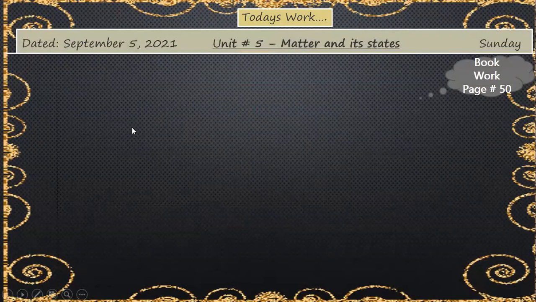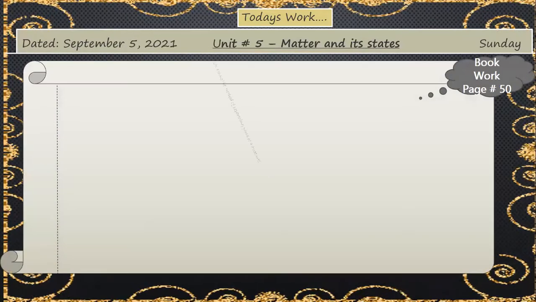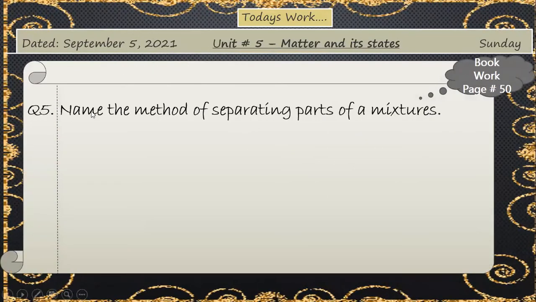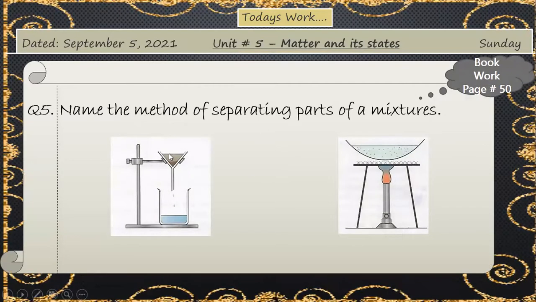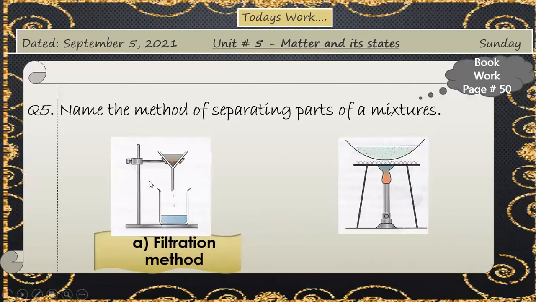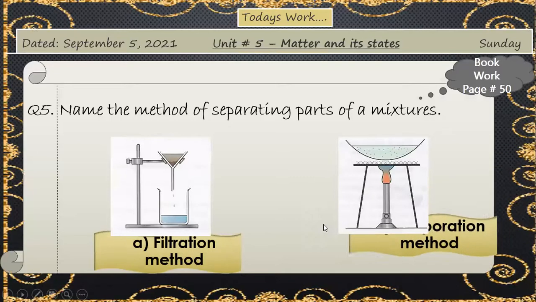Today another work is in your book, page number 50. Now it's time to write the method of separating parts of a mixture. They have two pictures. One is with filter paper, conical flask and beaker, and one is a dish with a solution, showing some solution of a liquid. Possibly it is a solution of sugar and water, or maybe a solution of salt and water. It was put on the Bunsen burner to heat it up. By looking at the pictures, you can see that this one is the filtration method and this one is the evaporation method.